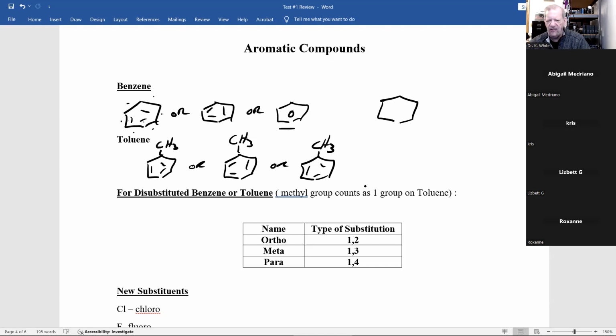One year, a student on test 1 drew all her benzene rings like this. This is not benzene, this is cyclohexane. I marked it wrong. I think she lost 15 points. She would have gotten a high in the 90s and she didn't. Was she mad? And I explained. I mentioned it. This is cyclohexane. This is benzene.